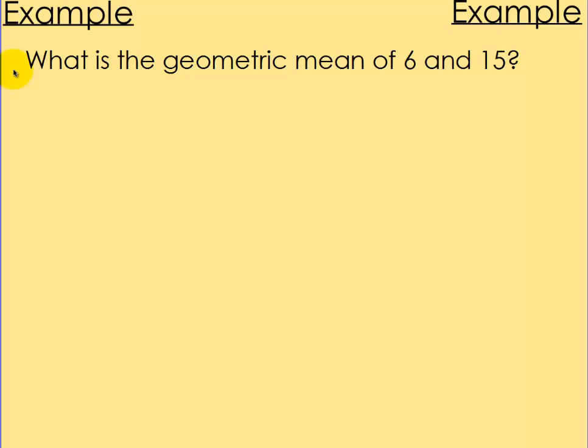Pause the video. Okay, geometric mean. What you do is you multiply them and then you square root it. So 6 times 15 and the square root of that. So square root of 6 times 15 is going to be 0, carry a 3, so 90, square root of 90. But let's reduce square root of 90.